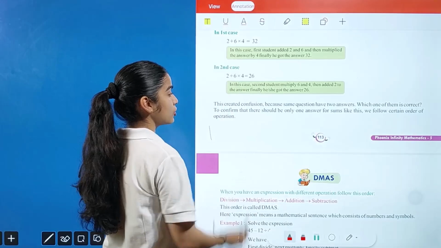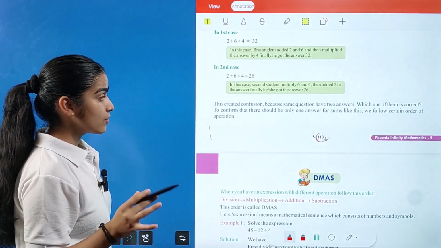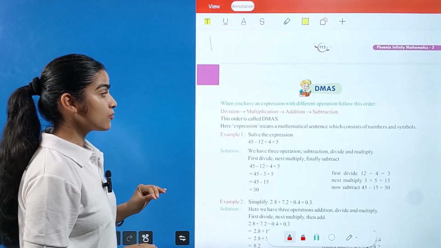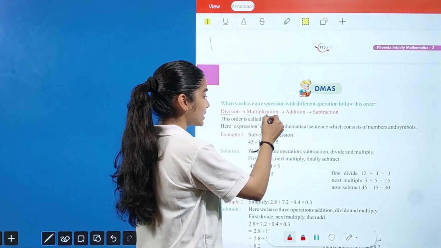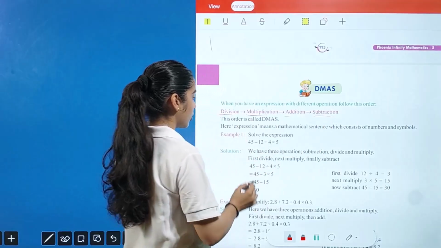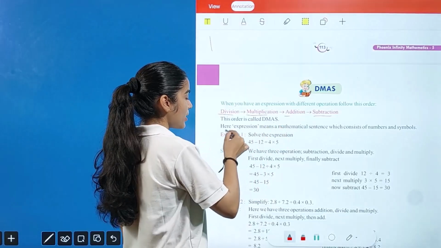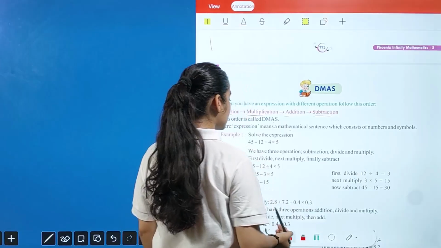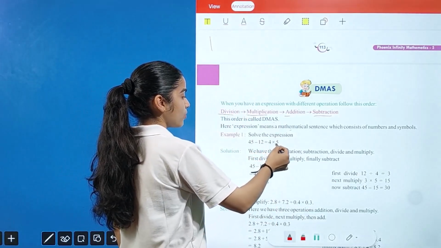To confirm that there should be only one answer for sums like this, we follow certain rules and regulations. When you have an expression with different operations, follow this order. First you do division, then multiplication, then addition and subtraction. This order is called DMAS. Here, an expression means a mathematical sentence which consists of numbers and symbols. Now solve the expression 45 minus 12 divided by 4 multiplied by 5.